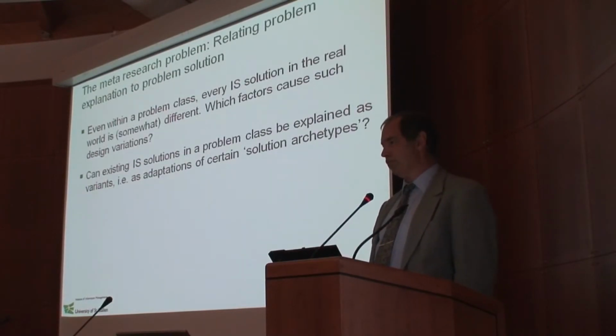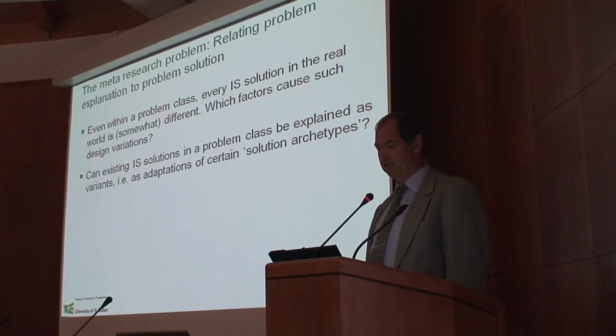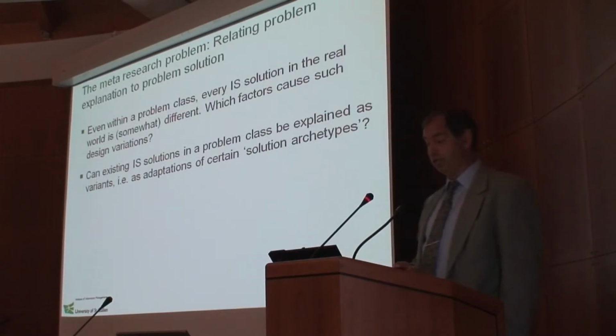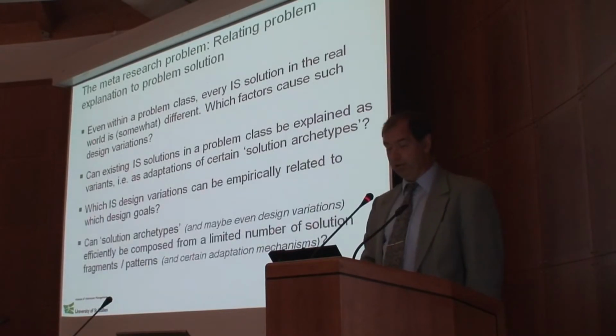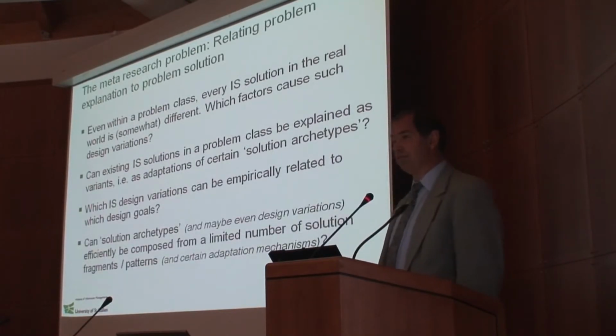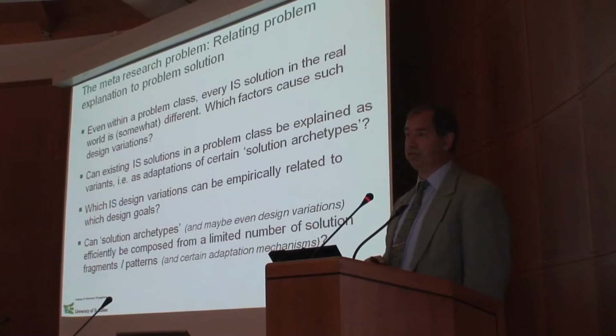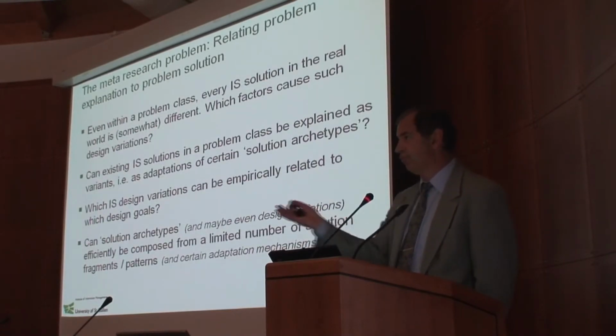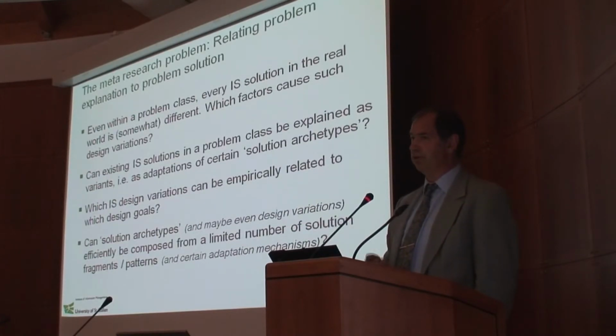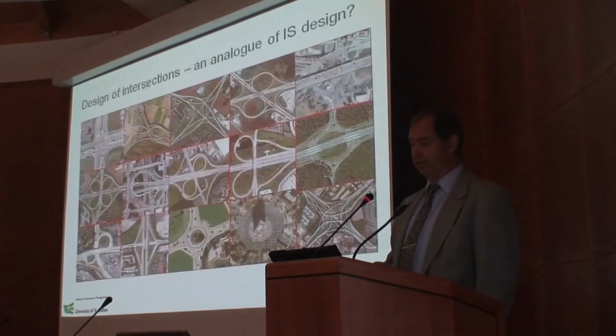The same is true for all the other things that we see, at least from a management perspective, in information systems design. So, are there archetypes? Are there patterns? Are there explanatory theories that explain why these are different? Are there design theories that help us to find the solution systematically? That's basically what we try to understand.